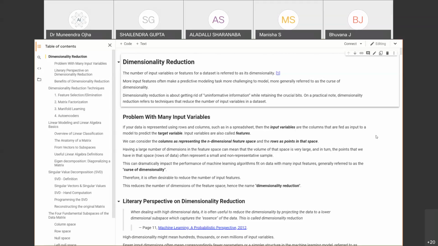So as it says over here, the number of input variables or features for a data set is referred to as the dimensionality. More input features often make a predictive modeling task more challenging, more generally referred to as the curse of dimensionality. Okay, the more dimensions you have, the bigger the search space will be.